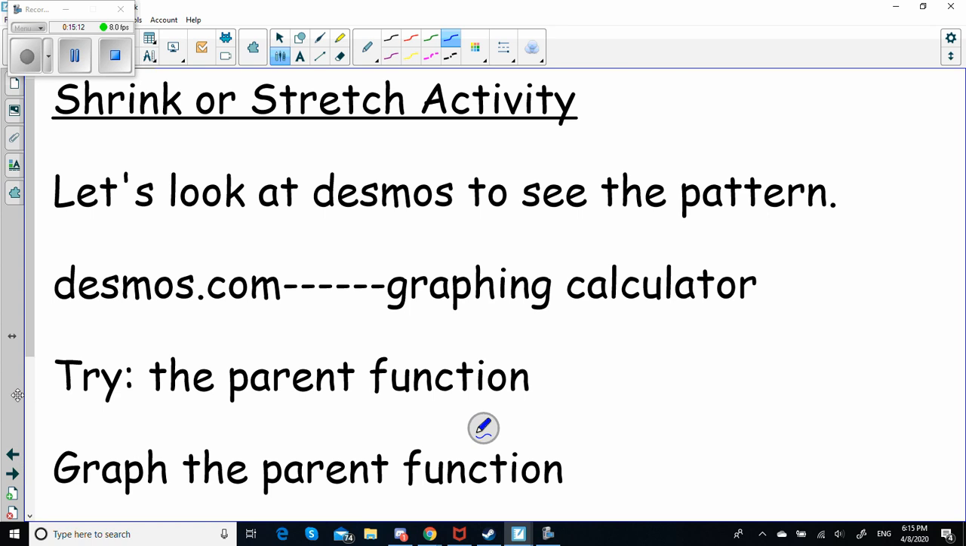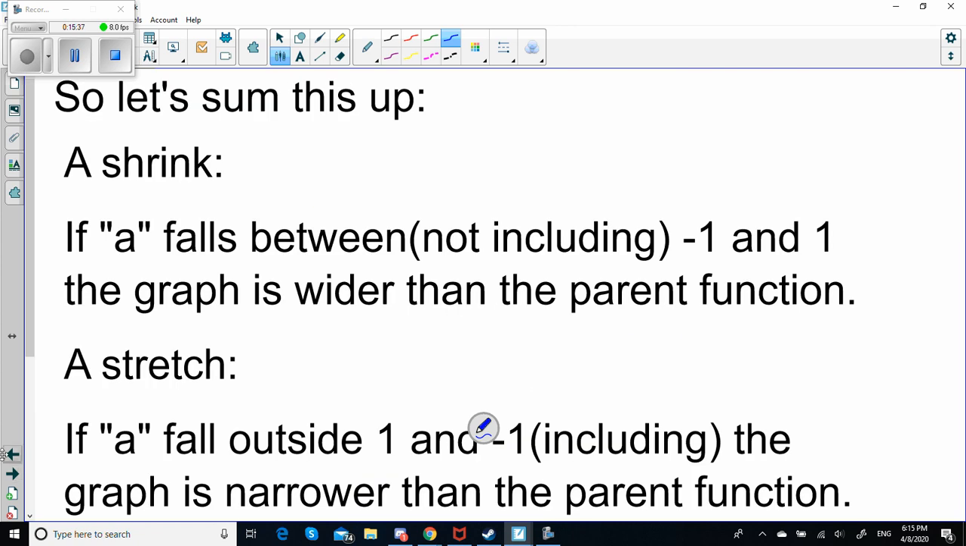Okay, so if you have questions about shrink or stretch, you can pull up Desmos and look for the pattern. If you go to Desmos.com and look at the graphing calculator, if you graph the parent function, which is y equals x squared, and then you throw some numbers in for a, like 2, 1/2, you'll see how it changes. And I've got some notes here for you that you can write down if you want to.